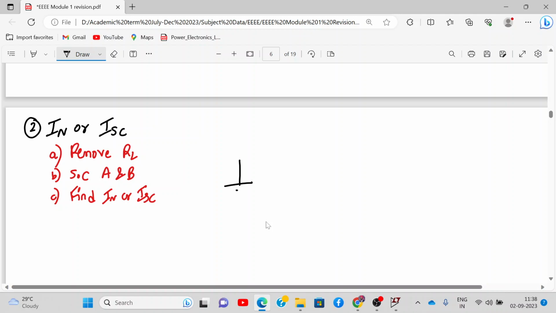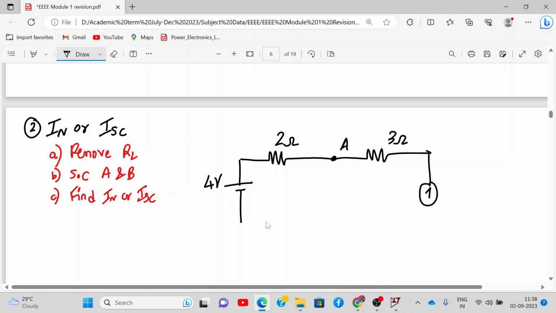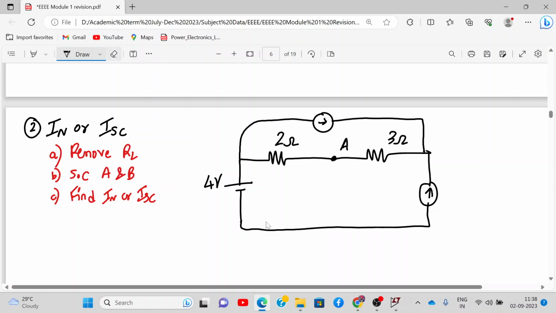So this is 4 volt. You have to also draw this. This is point A. This is 3 ohm. This will be 2 amperes. And this will be 1 ampere, I guess. This is 1 ampere only, right? Okay, this will be 2 ampere. And where are my points A and B? This is B. This is point A.